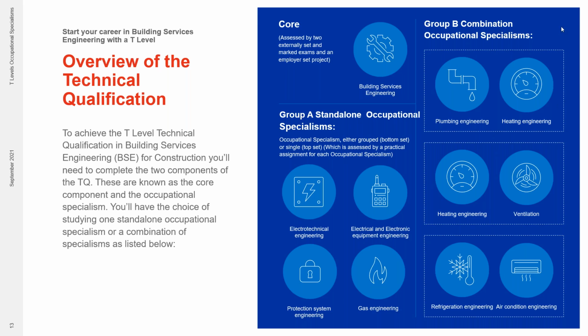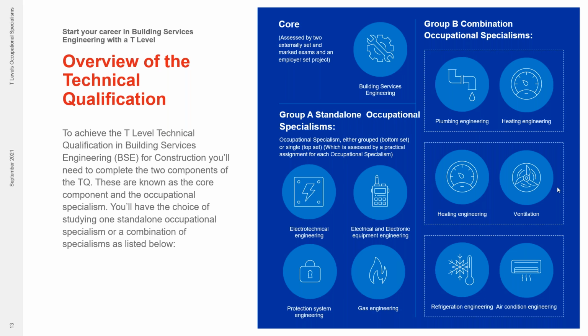11 of 14 learning outcomes are the same as the construction core, and then we've got 3 which are standalone building services elements of that core. In conjunction with the core, centres will be delivering occupational specialisms, and we've got a choice of occupational specialisms within building services. They have to choose either a standalone occupational specialism from Group A, so one of electrotech engineering, electrical, electronic equipment, gas engineering, or protection systems, or they can choose one of the pairings, one of the combination occupational specialisms from Group B.